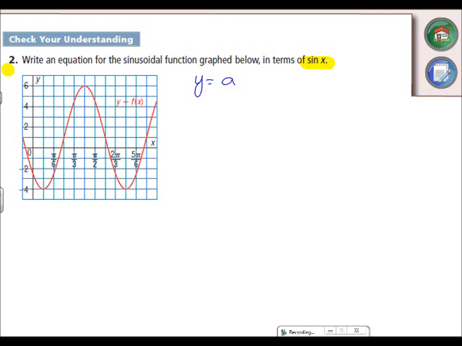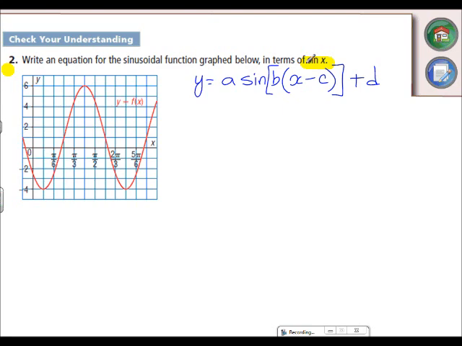So let's start. y equals A sine of B bracket, got to be double bracketed here, so you could put a bracket there if you want, x minus C bracket, plus D. Let's start figuring out what each of those parameters are.